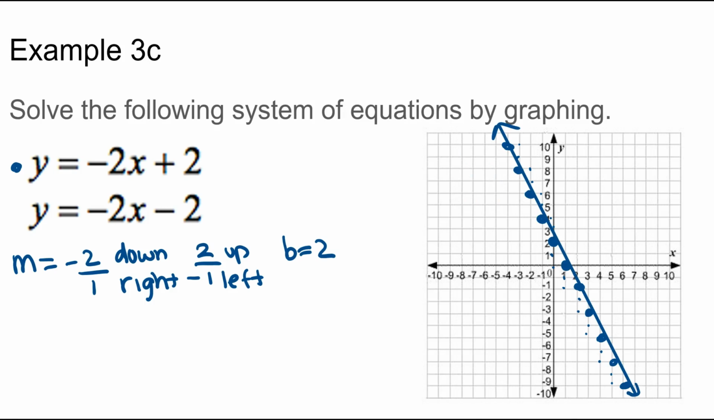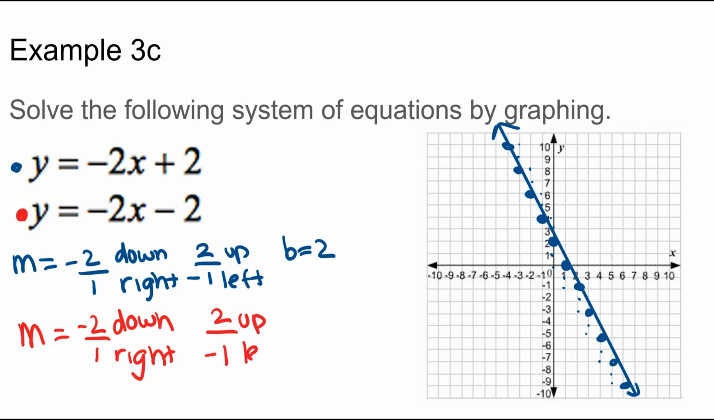And we'll do the other color. M is equal. Now you might notice something. The slopes are the same. Maybe that doesn't matter. Maybe it does. Make a prediction here. What do you think is going to happen when the slopes are the same? So I'm going to go down 2 to the right 1, down 2 to the right 1, down 2 to the right 1.